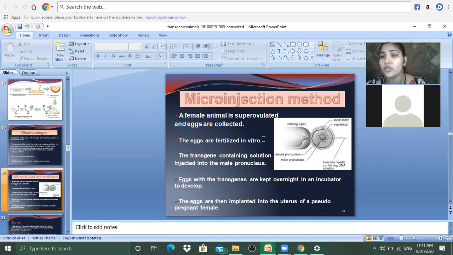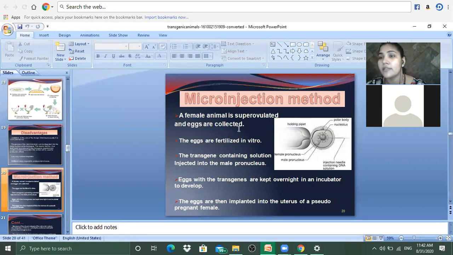The microinjection technique is very simple, and most of the time people use this type of technique. The fertilization is done in vitro, in the sense that it is done outside of the body, and you inject the solution containing your transgene into the male pronucleus.